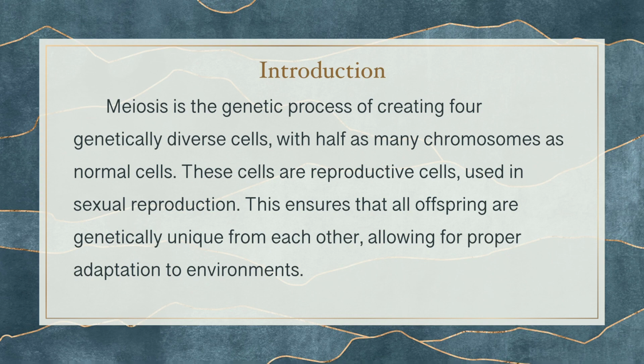Introduction. Meiosis is the genetic process of creating four genetically diverse cells, with half as many chromosomes as normal cells. These cells are reproductive cells used in sexual reproduction. This ensures that all offspring are genetically unique from one another, allowing for proper adaptation to environments.